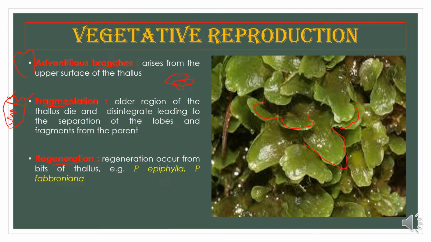Then we have regeneration. We know that bryophytes have a very important characteristic of persistent apex. But here any portion of the thallus, not just the apical region, it can be a ventral or dorsal region, a posterior region or the apical region, any portion of the thallus, if it gets fragmented, can generate a new plant. So this is regeneration from any part of the thallus.